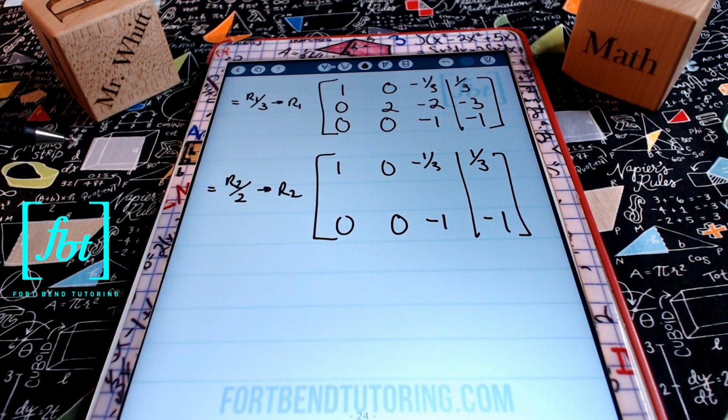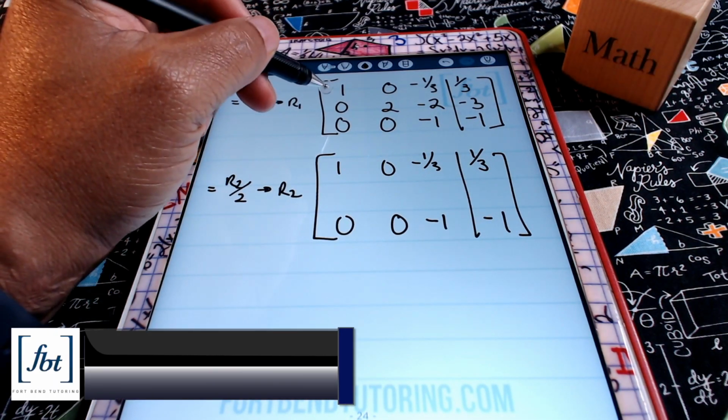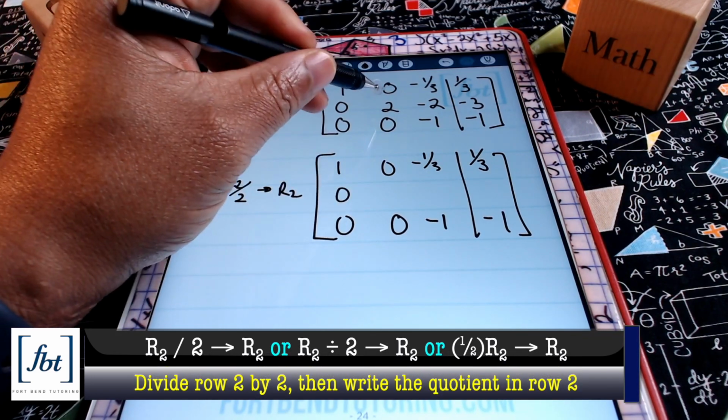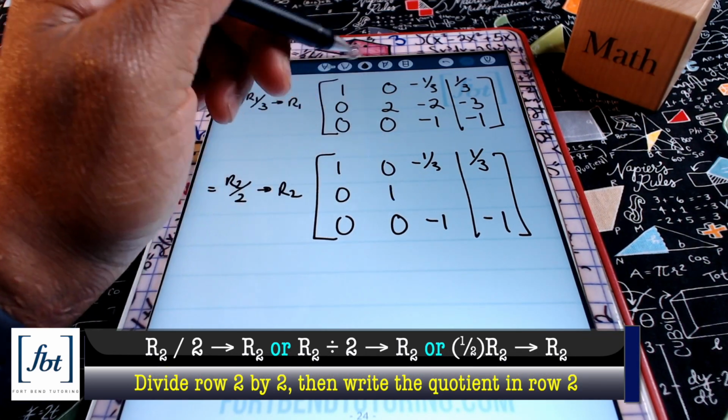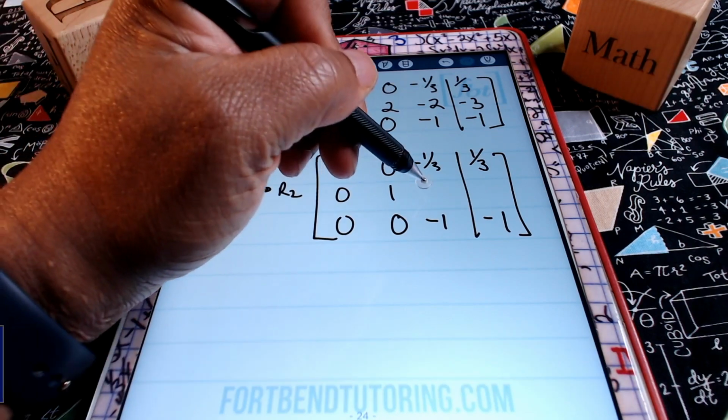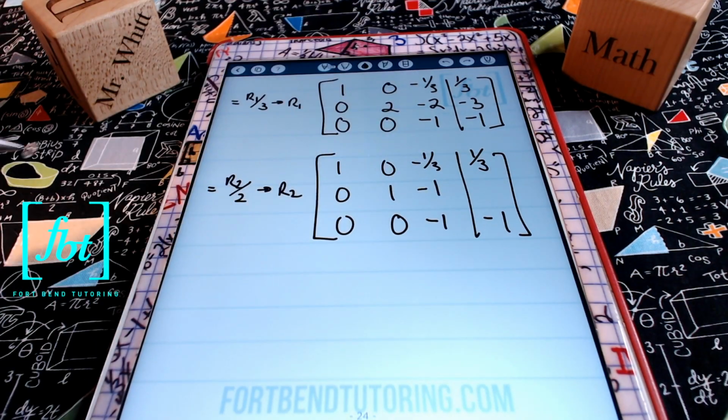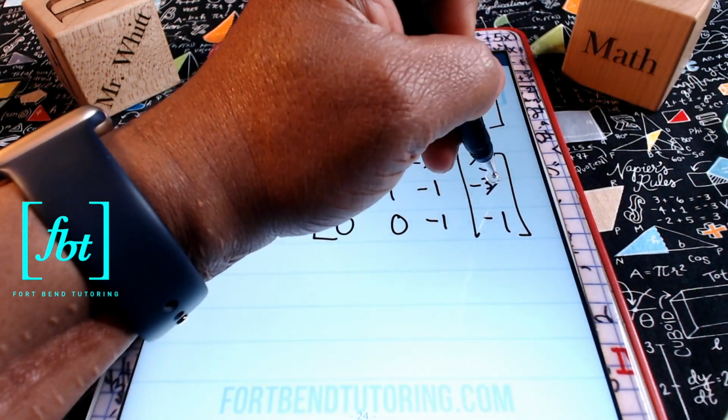For your second row, go ahead and divide each of the elements in row 2 by 2. 0 divided by 2 is 0. 2 divided by 2 is 1. Negative 2 divided by 2 is negative 1. And negative 3 divided by 2 gives you negative 3/2.